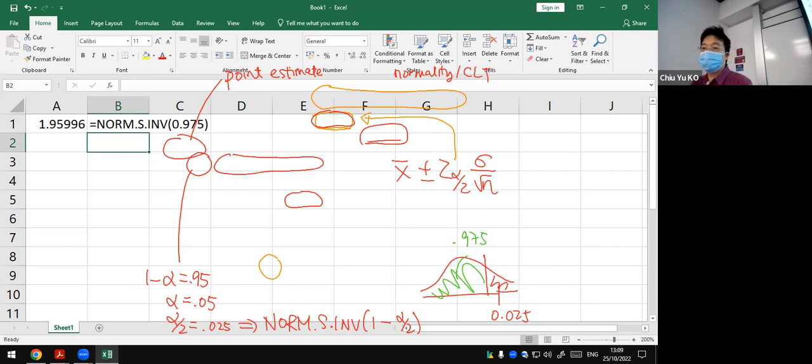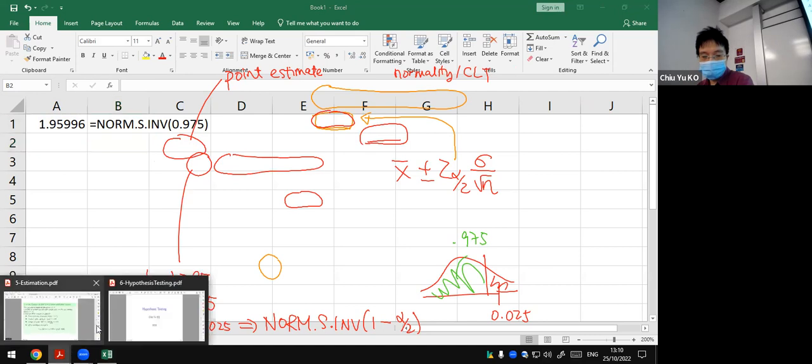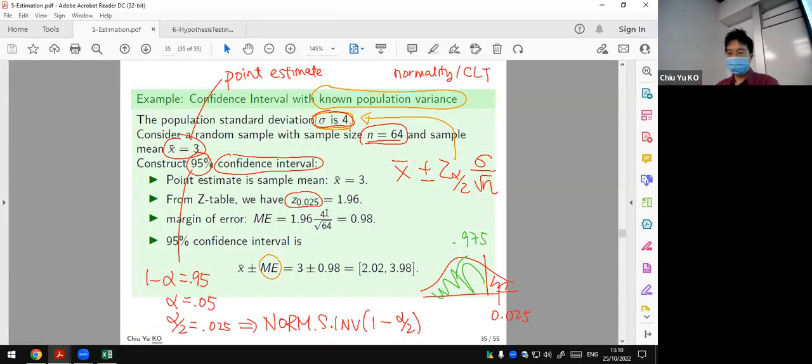Some of you have asked me how many decimal places you need to keep for your assignment or your test or whatever assessment. I think you just keep 3 to 4, maybe 5. I don't think we're that picky. If you are off by 1 or 2 decimal places, as long as everything looks all right, I think it's fine.